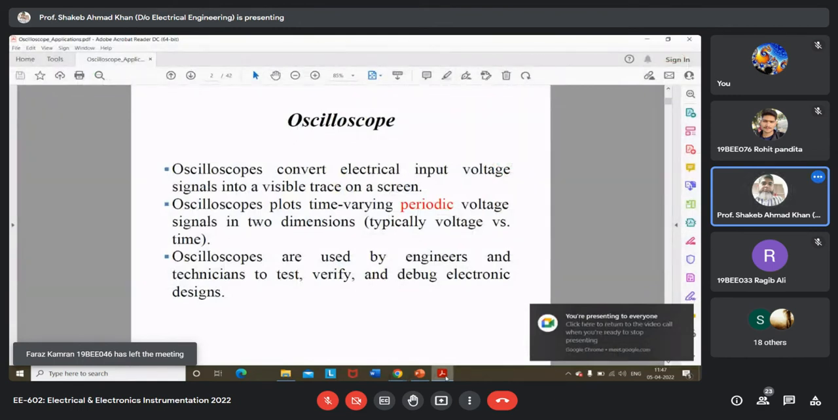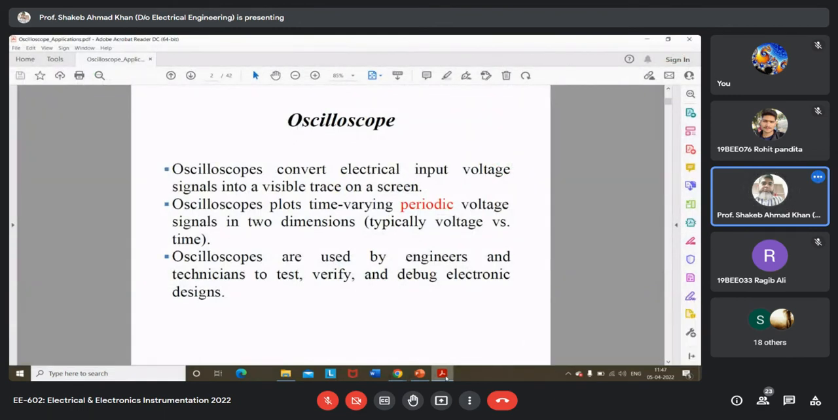If there is a 5 ampere sinusoidal current flowing in a wire, how will you convert it into voltage?